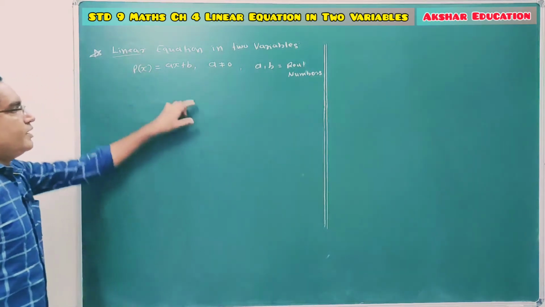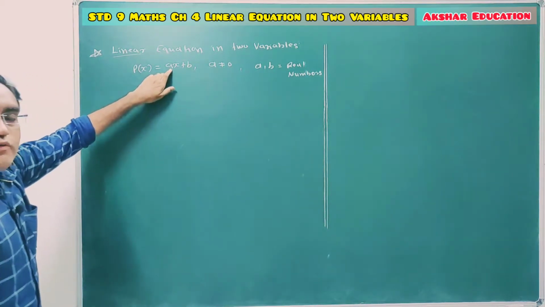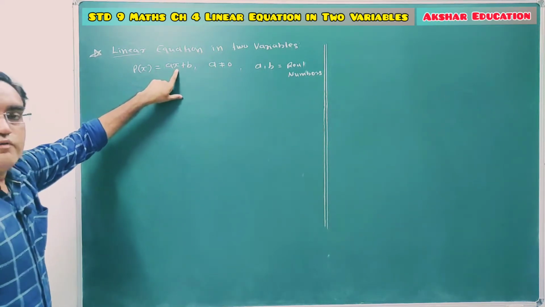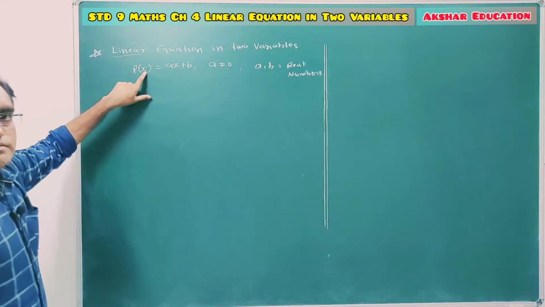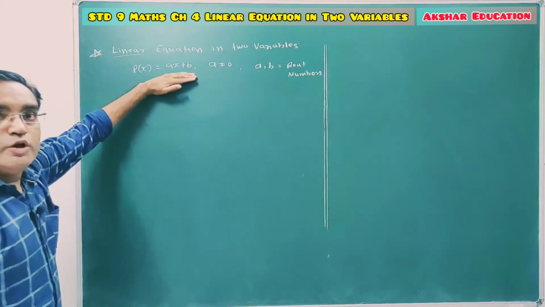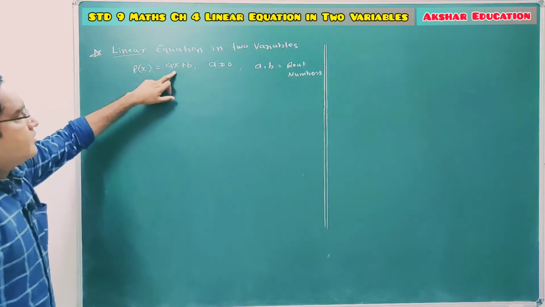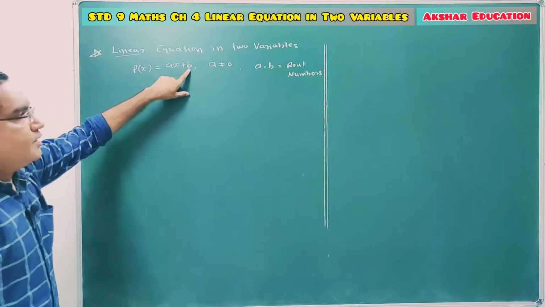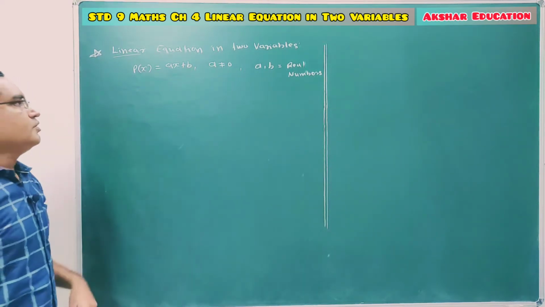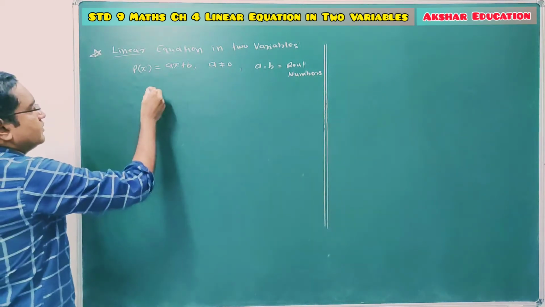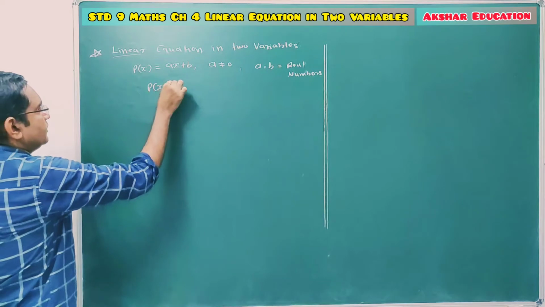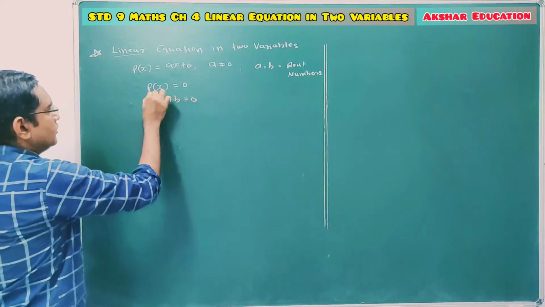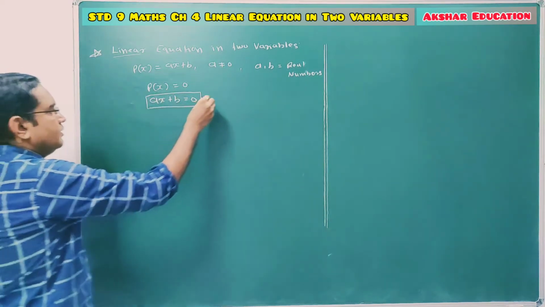Where a is the real number which is the coefficient of variable x. X is our variable. This is the standard form of linear polynomial of variable x, and a and b are real numbers where a is the coefficient of variable x and b is the constant term. Clear students? So if we compare this polynomial with 0, so if you are taking p of x equal to 0, we are getting ax plus b equal to 0. So this is nothing but the linear equation.